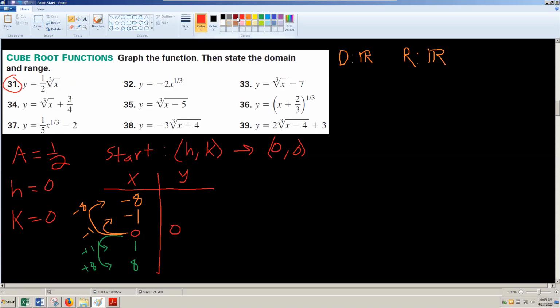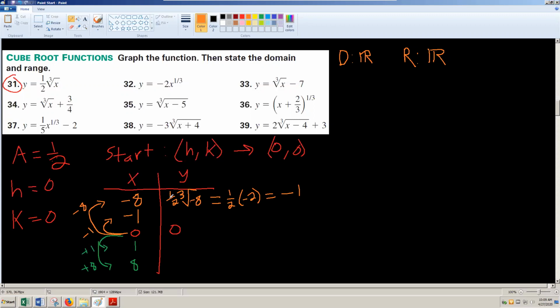So when I'm looking at this thing, I'm saying, okay, well, when I plug in my -8, let's see what happens. So I get 1/2 of my cube root. Whoops, 3s are hard. That's not a very good 3. We can do better than that. There we go. Of -8 here. So when I take the cube root of -8, I get a nice number, which is -2. So it's going to equal 1/2 times -2, which gives me -1. Cool.